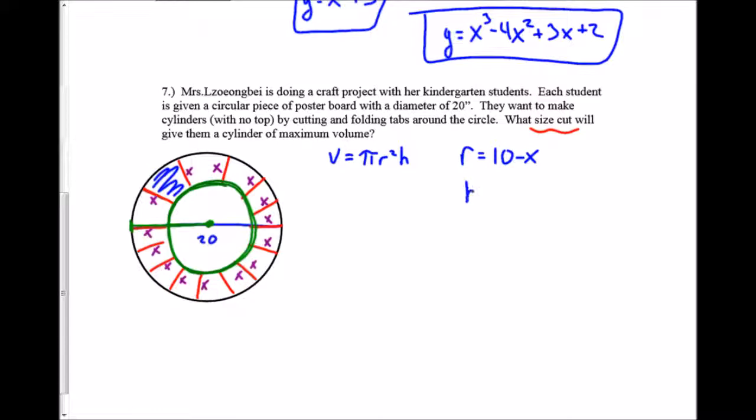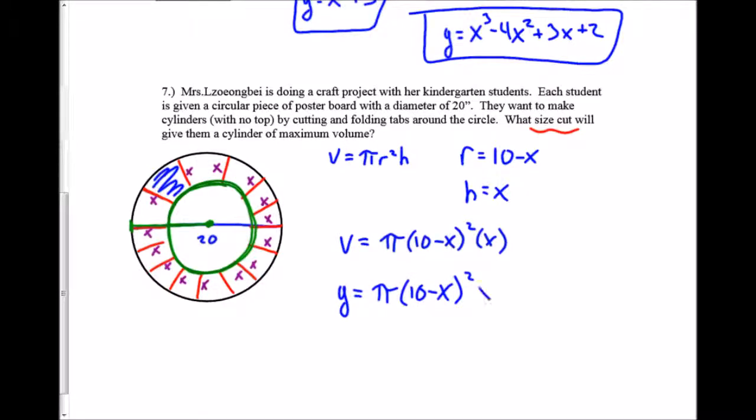And then the height of my cylinder, well, is the height of each of those tabs, and the height of each of those tabs as I fold them up is x. So now when I write this equation, the volume is going to be pi times r, which is 10 minus x squared, times h, which is x. In other words, y equals, if I'm going to be plugging this into the calculator, I can leave this in factored form, times x. So now I'm just going to plug this into my calculator, so I bring my calculator back.